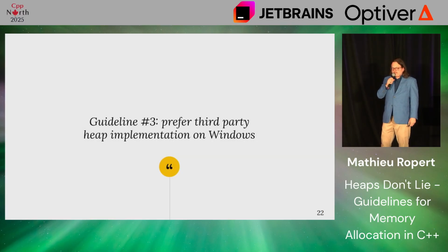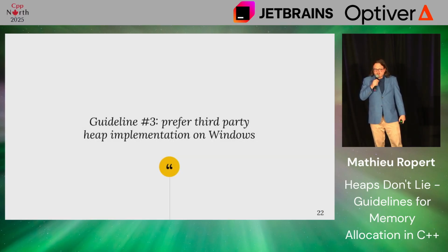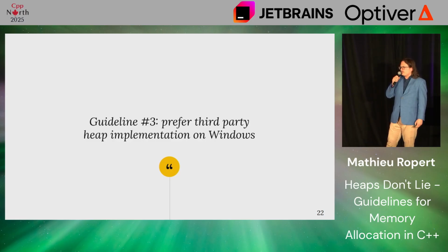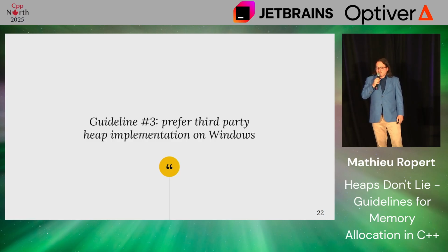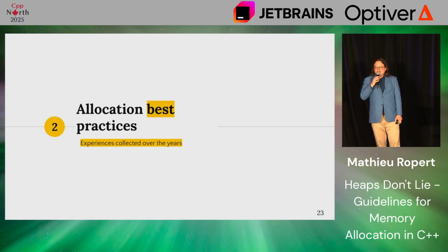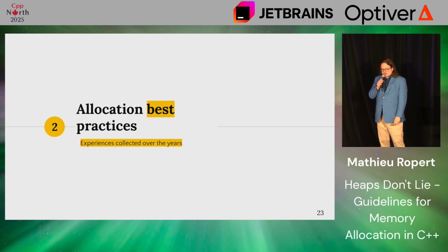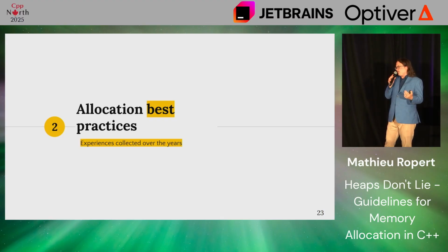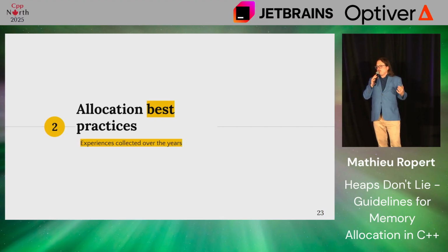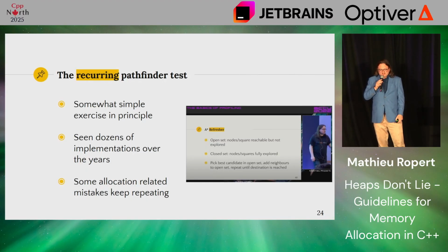Cool. So yeah. Guideline number 3, prefer third-party heap implementation on Windows. It's just, you will save yourself some pain. All right. Now that we are out of the very basic OS considerations, I'm going to show you a bunch of code that I've collected over the years, and we're going to try to walk together through why it is bad because of memory allocation, and especially because of the performance of memory allocations.